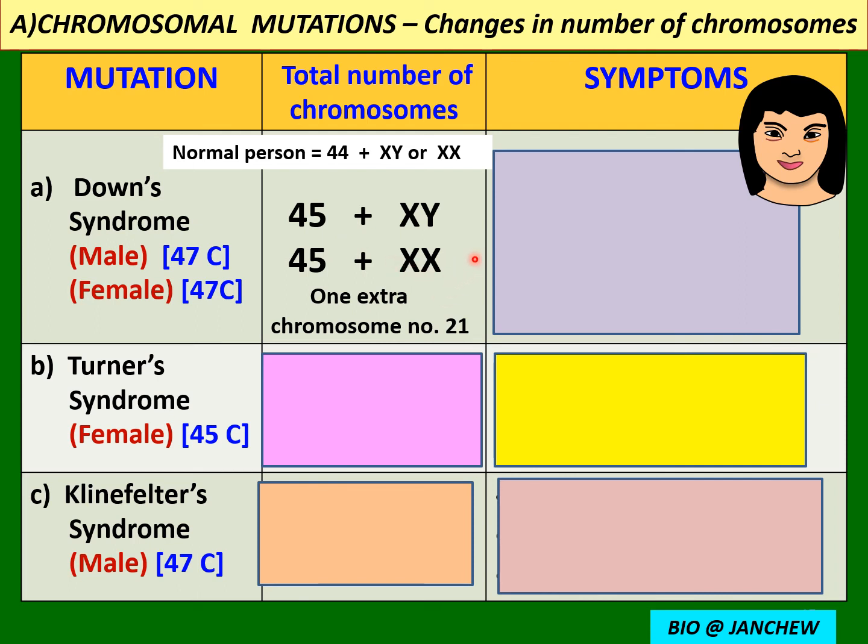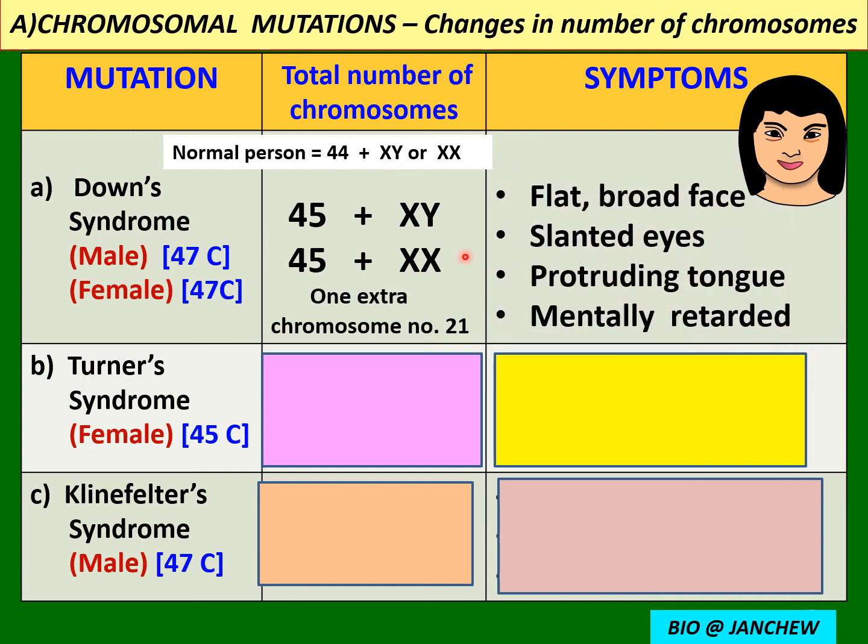So the symptoms for Down syndrome, we have to know at least 3, right? You can be asked to list or state 3 symptoms, for example. Symptoms are flat, broad face. A Down syndrome individual will have a flat, broad face, slanted eyes, protruding tongue. So it has been found that the tongue has poor muscle tone, and also certain parts of it are larger than normal. And also the mouth may be smaller than normal.